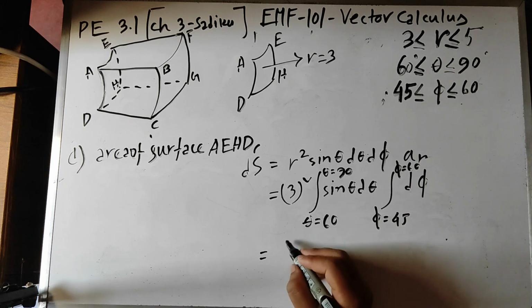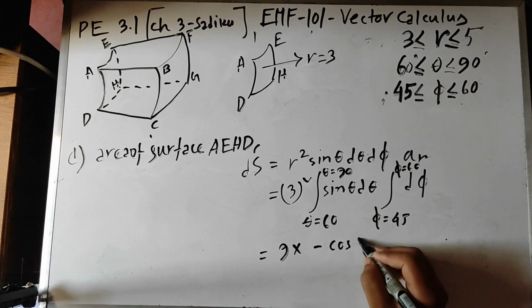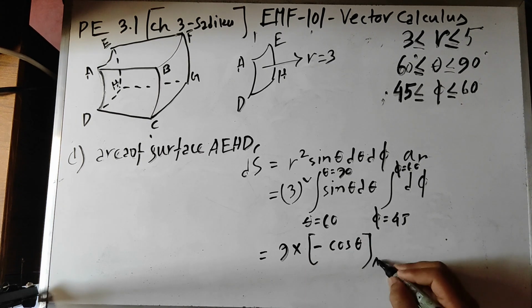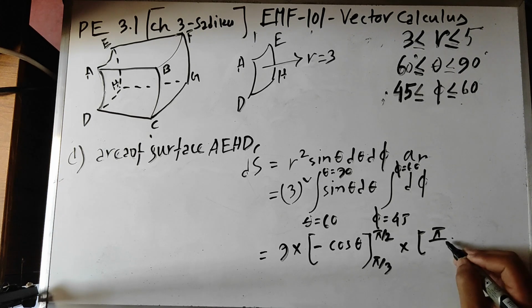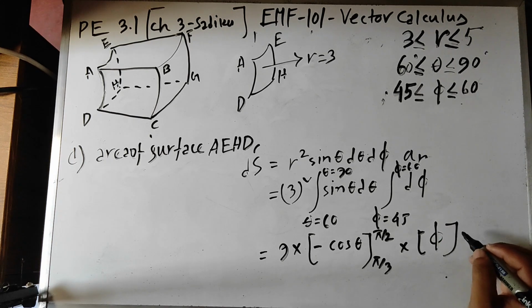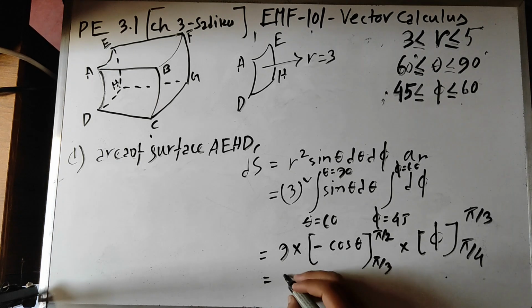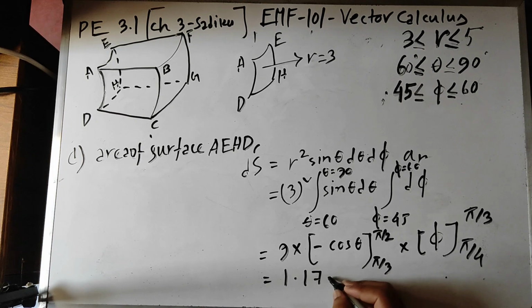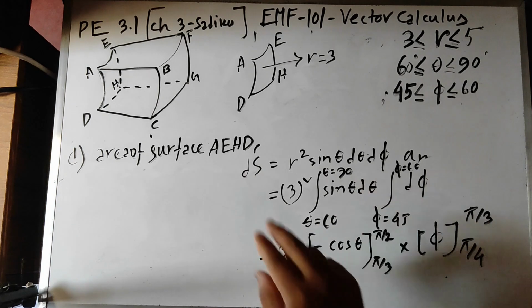So if we just integrate, 9 cross minus cos theta, in radians pi by 3 to pi by 2, cross phi from pi by 4 to pi by 3, which will give us the answer 1.178. This is the area of the surface AEHD.